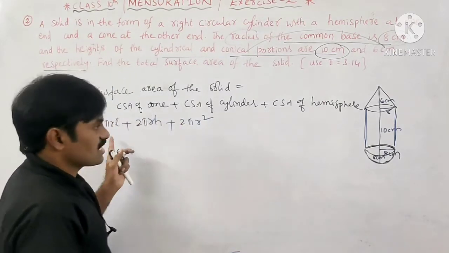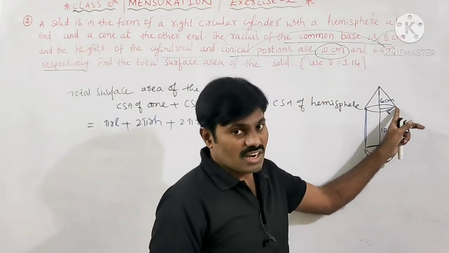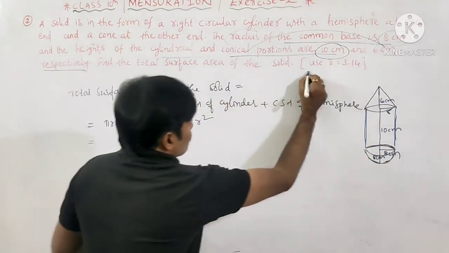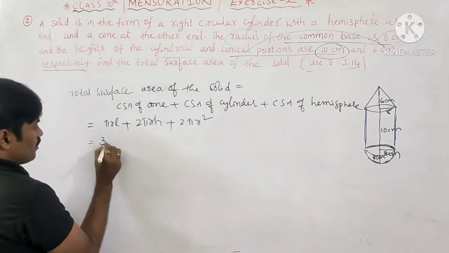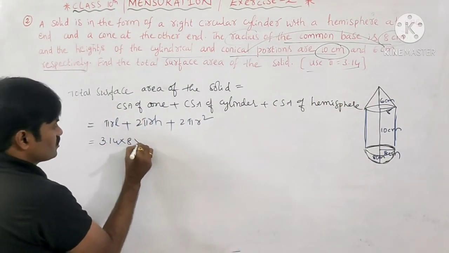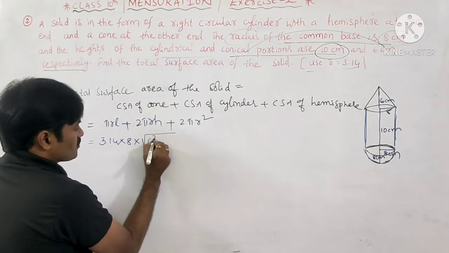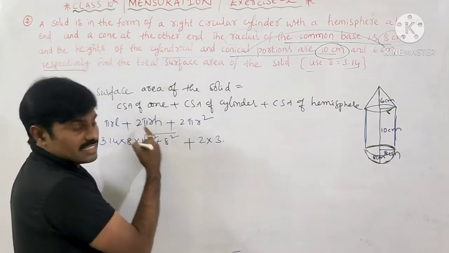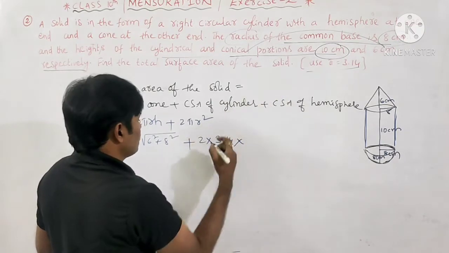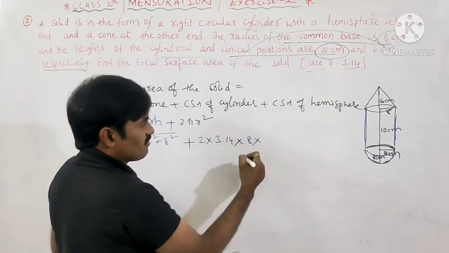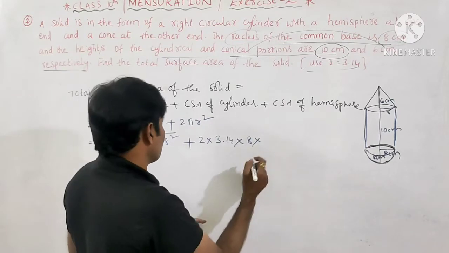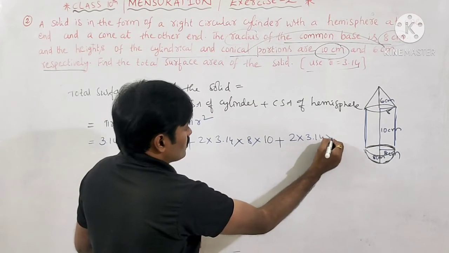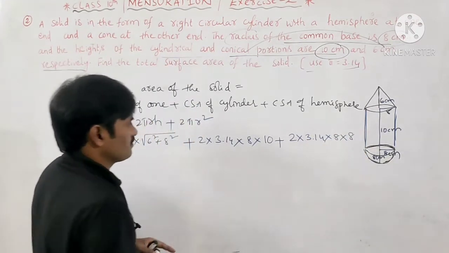Now in pi r L, what is L? Yes, L is the square root of r square plus h square. The pi value is given, so we have to use that: 3.14 into the r value, 8, into the L value, the square root of r square plus h square, plus 2 into the pi value 3.14 as given, and the r value is 8 centimeters. For every solid the base radius is the same, common base, and the height of the cylinder is 10, plus 2 into 3.14 into the same r value, 8 into 8, r square. Okay, clear.